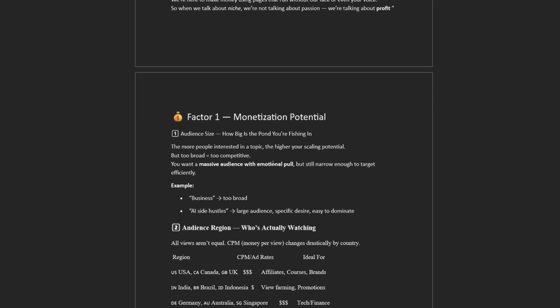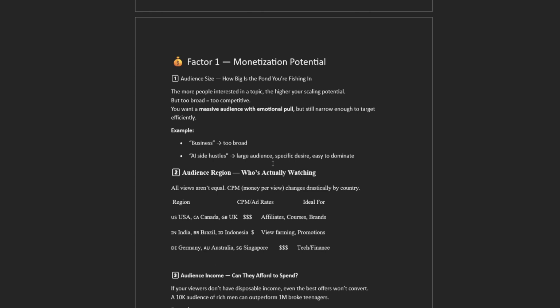So here's factor number one, which is the monetization potential. And within this factor, there are many sub factors. The first one is audience size. How big is the pond you are fishing in? The more people are interested in the topic, the higher your scaling potential. But remember this: if you go too broad, it gets too competitive. You want a massive audience with emotional pull, but still narrow enough to target efficiently.